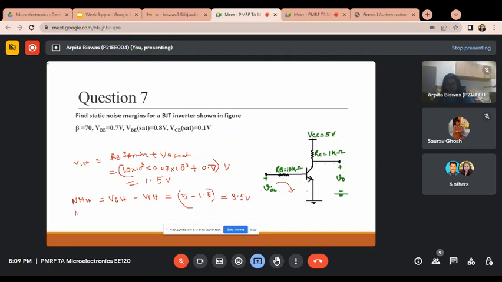Yes. And noise margin low equal to V input high, sorry, V input low minus VOL. 1.4 minus 0.1, 1.3 volts. So please write down this. Then we are going to move towards the next question.